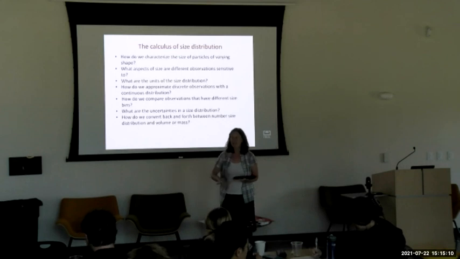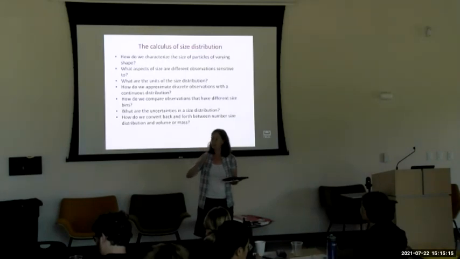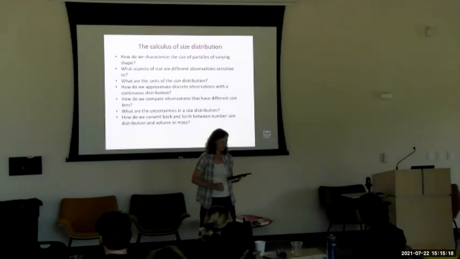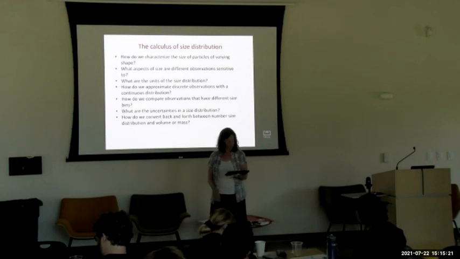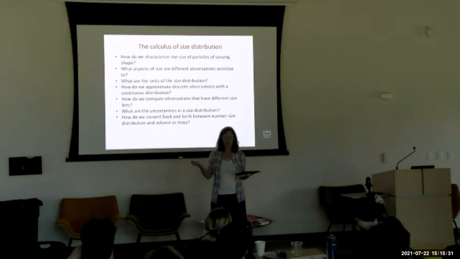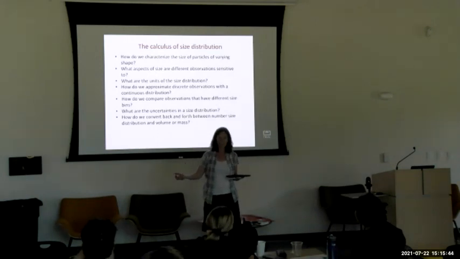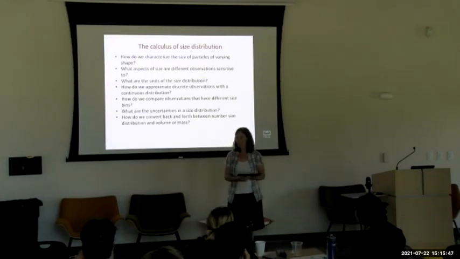So what we're going to spend probably the next chunk of time on is stepping our way through how we build a size distribution. There are a lot of questions to ask when you do this. First off, how do you characterize a particle size, and what aspects are these different observational methods sensitive to? What units do we use? What are the uncertainties? How do we take what are sometimes discrete observations? I'll start with a very simple example data set that you collected on Monday night.